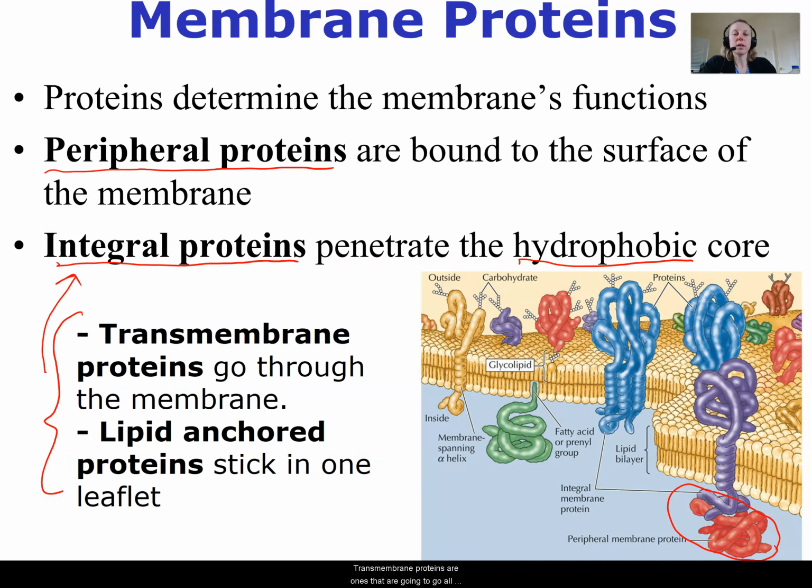Transmembrane proteins are ones that are going to go all the way through the membrane. So this yellow one here, you can see how it has bits of protein on both sides of the membrane, so that can go all the way through. And then there are lipid-anchored proteins that just send a small bit of the protein into the membrane, like this green one. Both of these go into the hydrophobic core, and both of them play a role in being firmly attached into that surface.